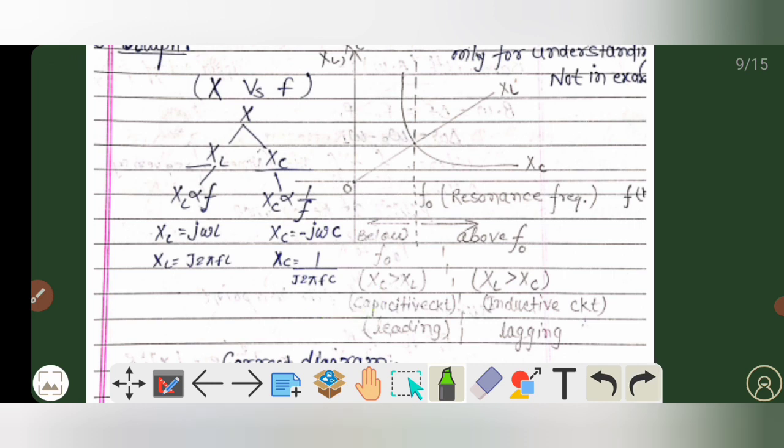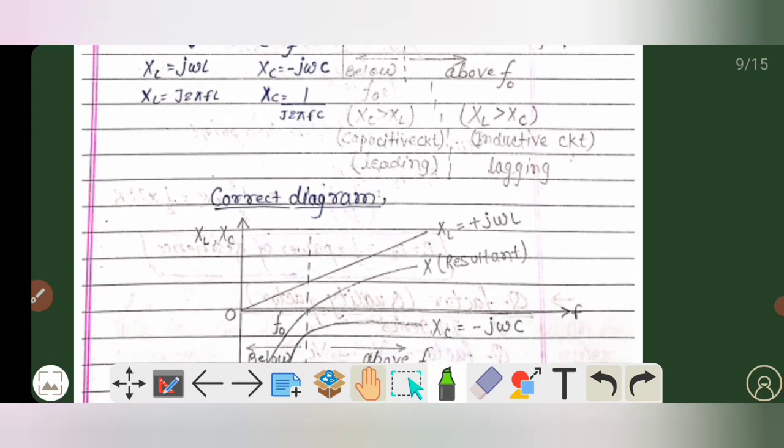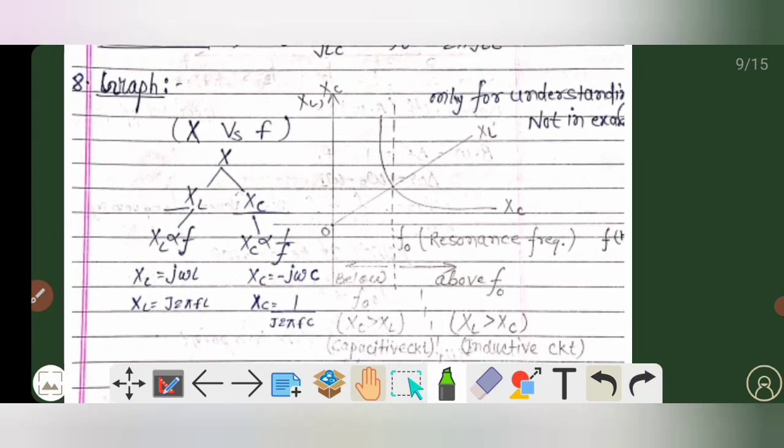And above f0, we can say the value of XL is greater than XC. So above f0, the circuit will be inductive in nature, or we can say lagging in nature. So my dear friends, this is basically the diagram to understand things.